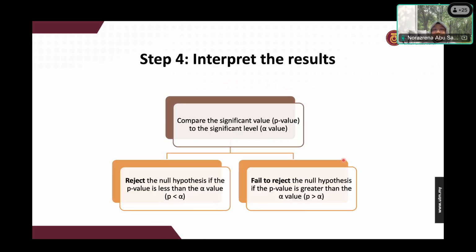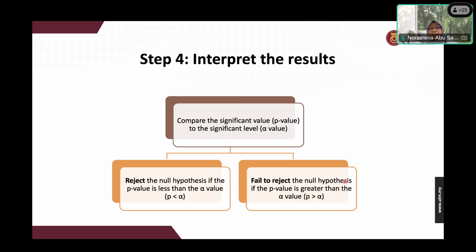Okay, and lastly, of course, you need to interpret the result. You will get the significant value from the SPSS. The P value is the significant value, and then you need to compare it with the significance level, which is the alpha value, 0.05. If the significant value is less than 0.05, reject the null hypothesis. If the significant value is greater than 0.05, it means that we fail to reject the null hypothesis.